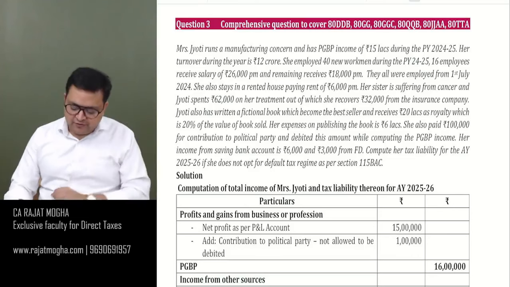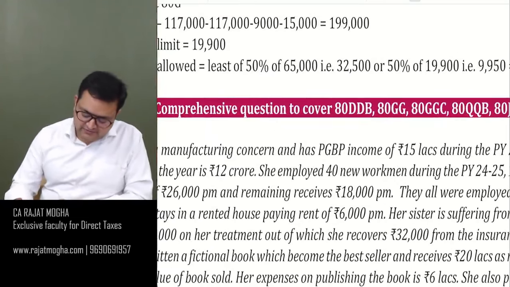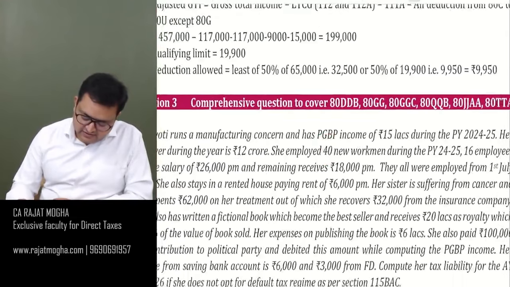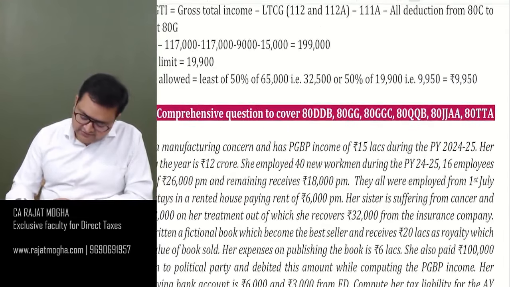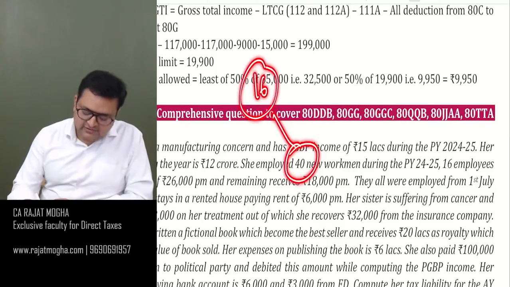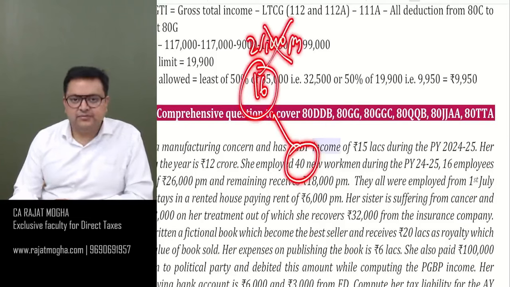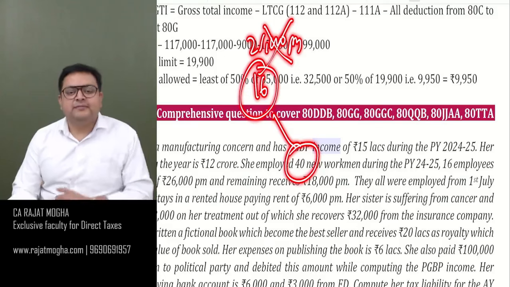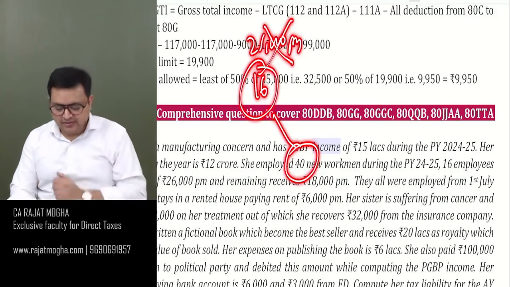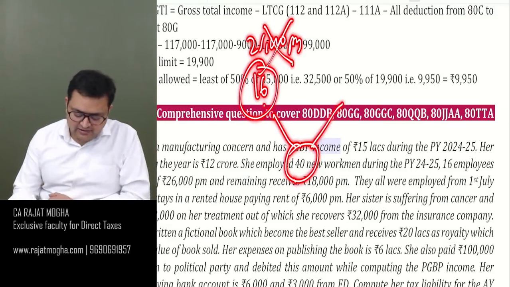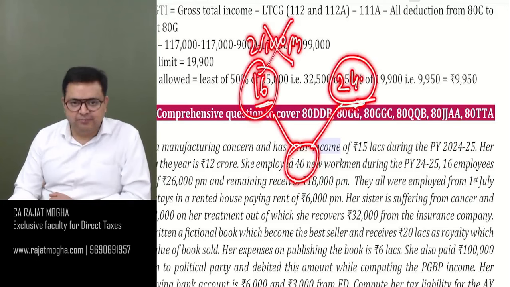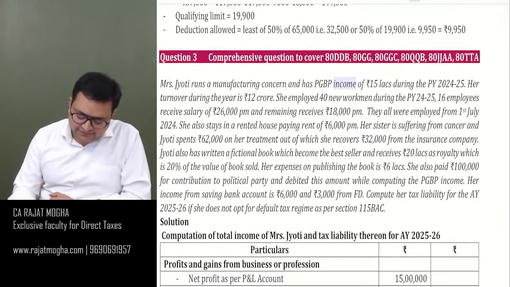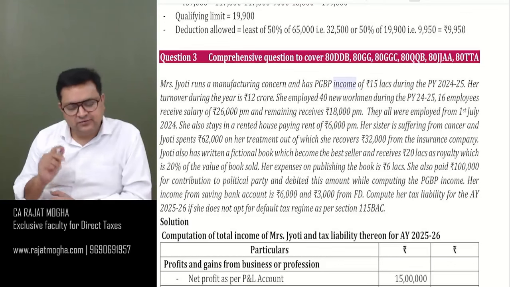Guys, out of 40 employees, she has recruited 16 employees who are getting a salary of 26,000 per month. We will not give deduction to them, right? There is no deduction in respect of them, because their salary is more than 25,000. Out of 40, 16 were getting 26,000, so we have 24 employees remaining, getting a salary of 18,000 per month. So these are eligible.